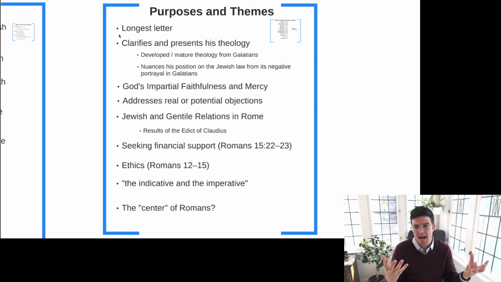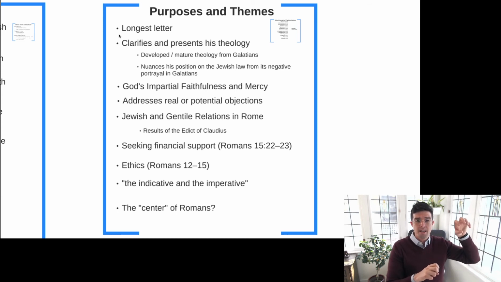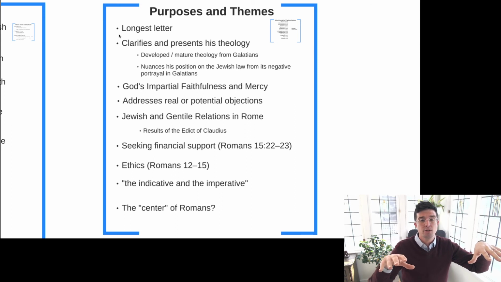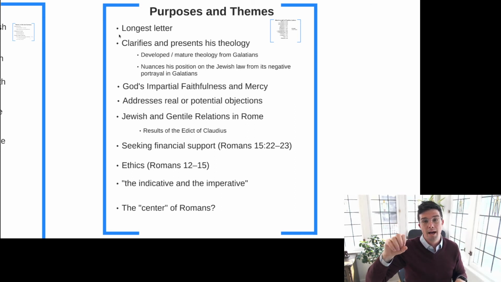Some of the foci in Romans are going to be God's impartial faithfulness and mercy. By impartial faithfulness and mercy, I mean that God has mercy upon Gentiles and upon Jews. One is not better off, according to Paul, for being born ethnically a Jew. Both Gentiles and Jews are under sin, and both can worship the Jewish God.